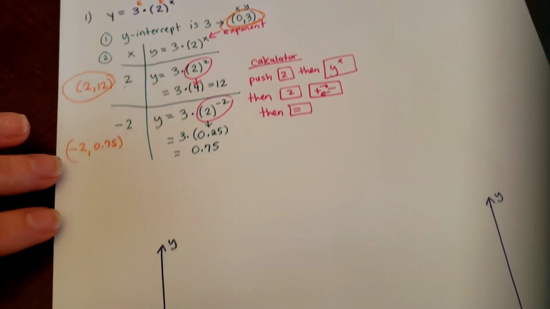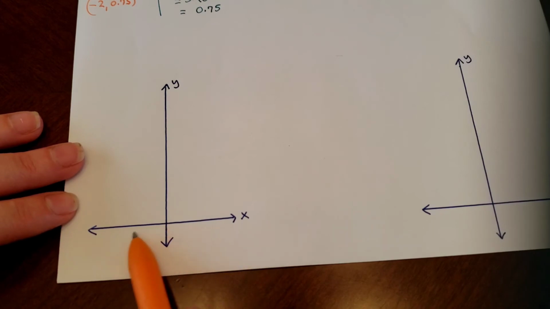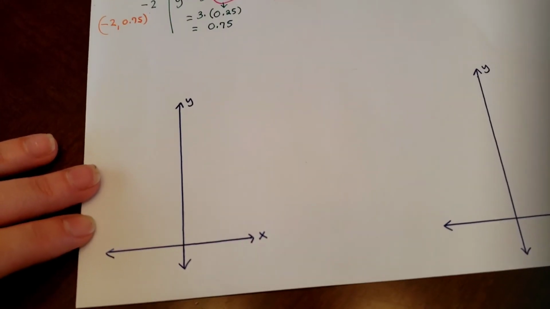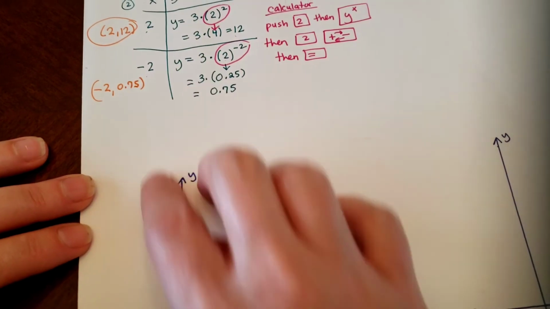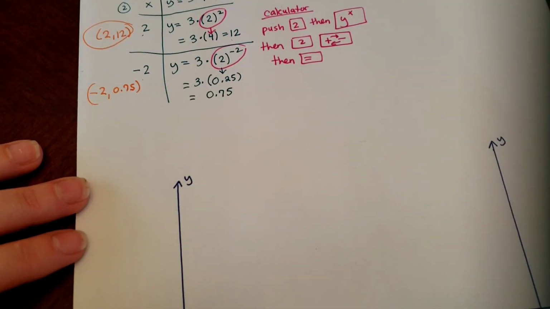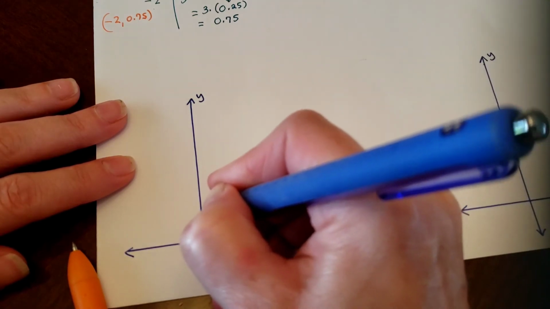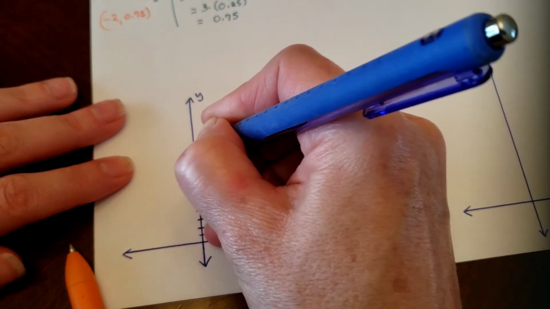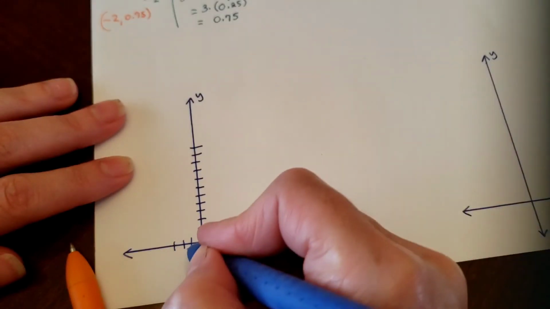So if we come down here, I've already sketched out a y and x. Your graph will not drop below here, so you don't need to worry about putting a lot on the bottom. We do need this to go to 12 because that was our highest point. So I'm just going to sketch out 12 little notches. 1, 2, 3, 4, 5, 6, 7, 8, 9, 10, 11, 12.